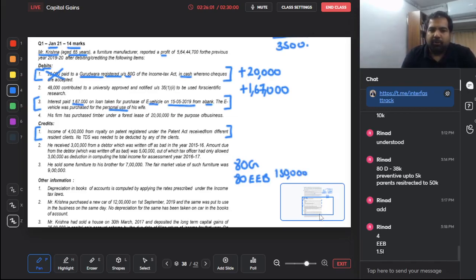And here, income of 4 lakh from royalty on patent. So first this 4 lakh will go under PGBP or IFOS. No TDS was deducted, does not matter. So 4 lakh will go in PGBP or IFOS, no expenditures. So that will go to your GTI, and from GTI, guys, step 1 not applicable, step 2 not applicable because this is in India only, and step 3 maximum, there's no expenditure, so maximum 3 lakh. So 80QQB, I will minus 3 lakhs.